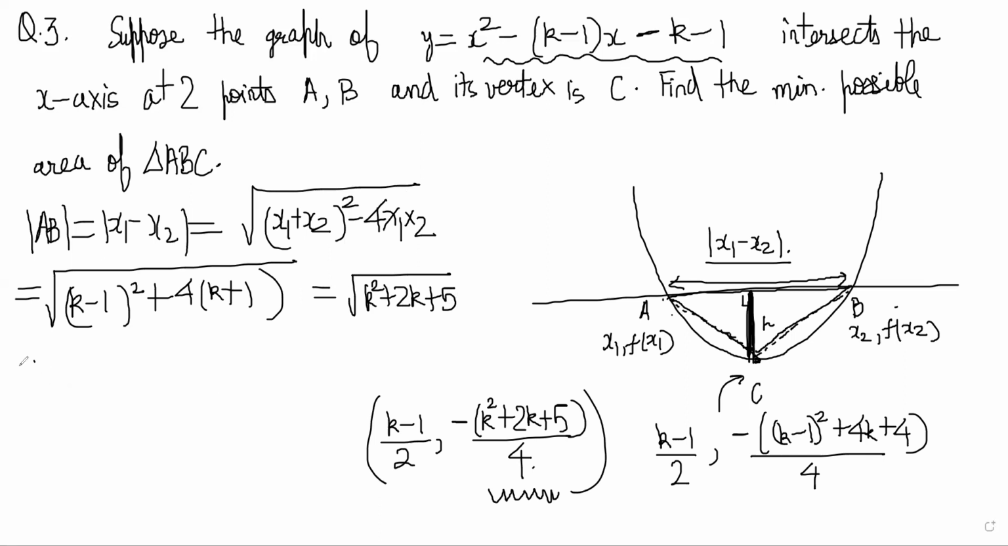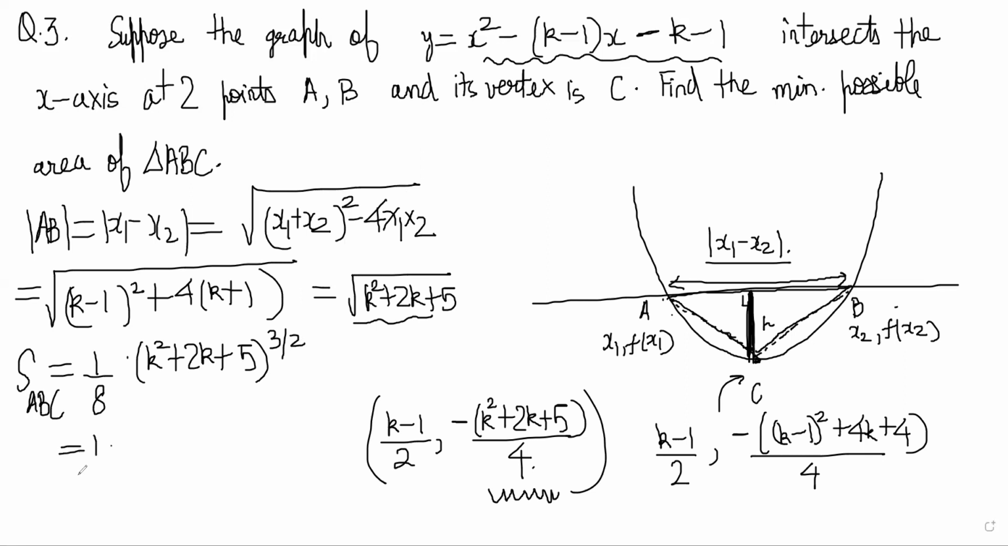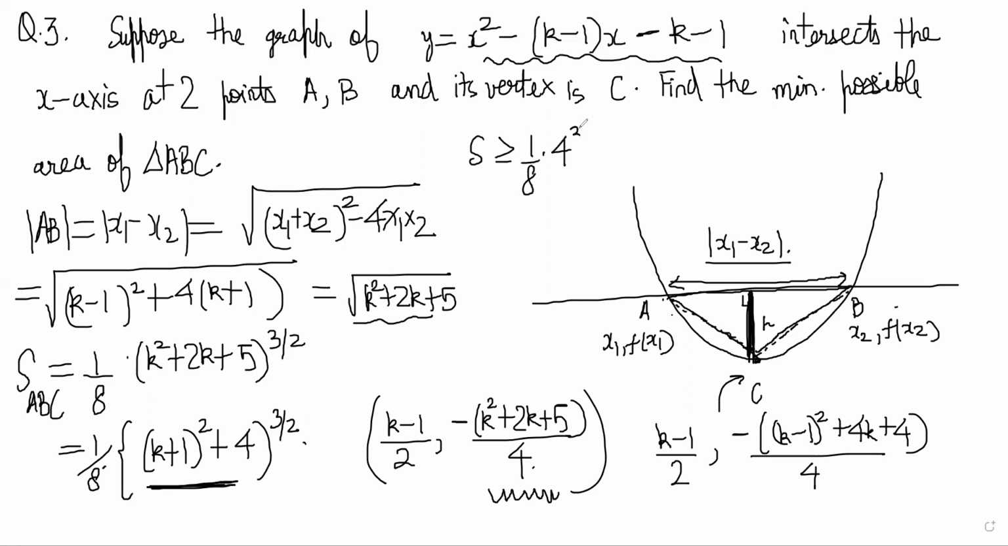So area of the triangle ABC, S of ABC, will become half base into height. So half into this into height, which is mod of this. So it becomes 1 by 8 (k square plus 2k plus 5) to the power 3 by 2. Now we have to find the minimum value of this. So we can get that by expressing this as a perfect square. It is ((k plus 1) whole square plus 4) whole to the power 3 by 2, right? And this quantity inside is always greater than or equal to 4. Therefore, the area S is greater than or equal to 1 by 8, 4 power 3 by 2.